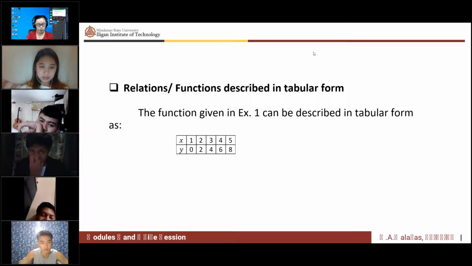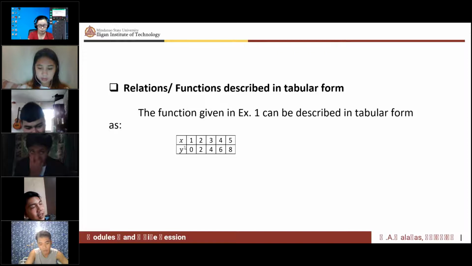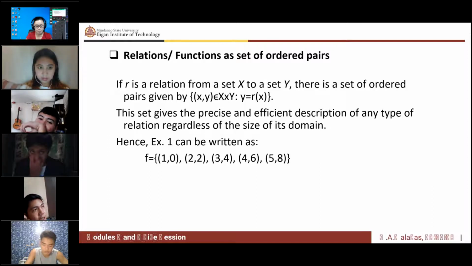Okay, so we can also describe relations or functions using tables. So this is the tabular form of the function in example 1. So we only have to write in the first row the elements of the set X. So we have 1, 2, 3, 4, 5, and then 1 is mapped to 0, 2 is mapped to 2, as you can see. So that is the tabular form. We also have relations or functions as a set of ordered pairs.